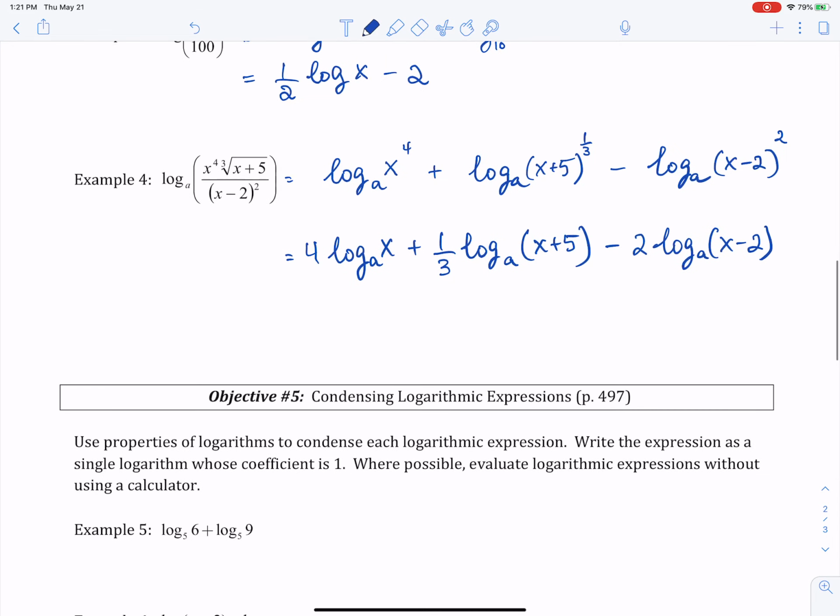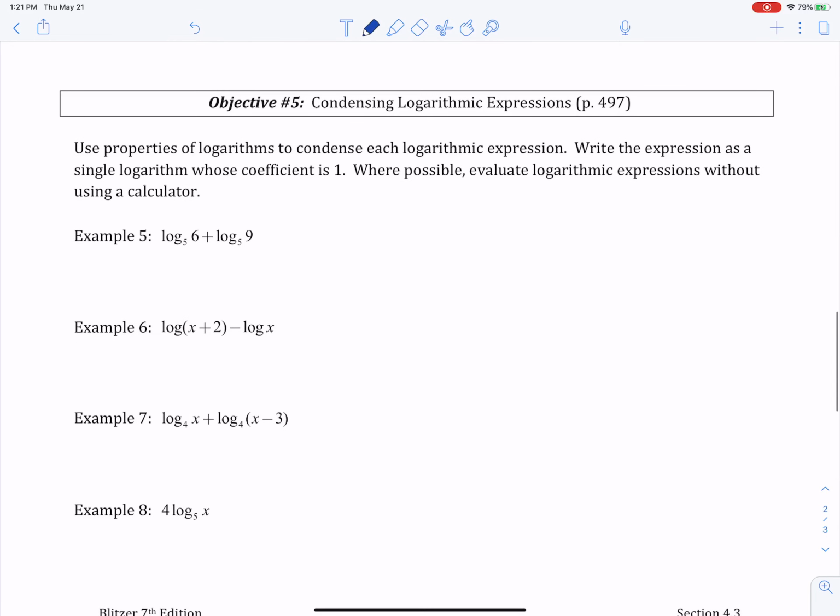The opposite question is going to be: condense the logarithmic expressions. So I have two expressions and I want to use the properties, product, quotient, and power rule for logarithms, to condense. Well, the sum of two logarithms is going to convert to a single logarithm when I multiply the arguments of those logarithms. And the simplest one is 6 times 9, which is 54. And that's how far we can go.